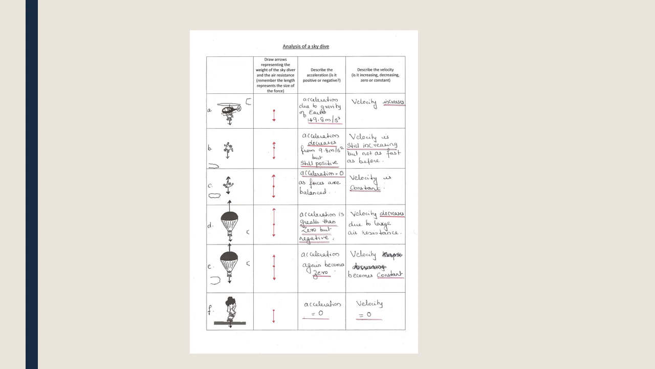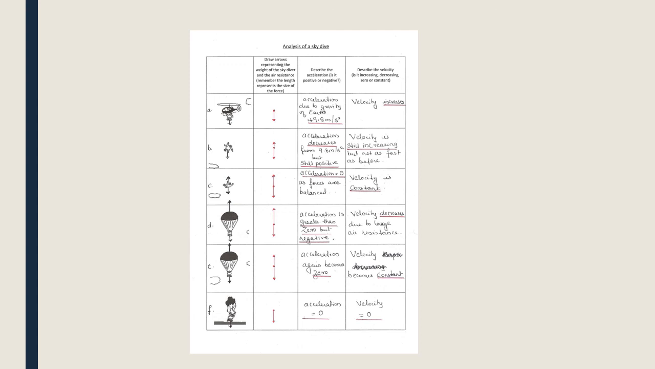And then the last stage is, the skydiver has hit the ground. Hit the ground means the skydiver is not moving. So it will not have any air resistance. Again, the force acting on the skydiver is the weight, not moving. So the acceleration of movement is 0, and since it's not moving, the velocity is also 0. Okay, so these are the answers for this particular sheet.